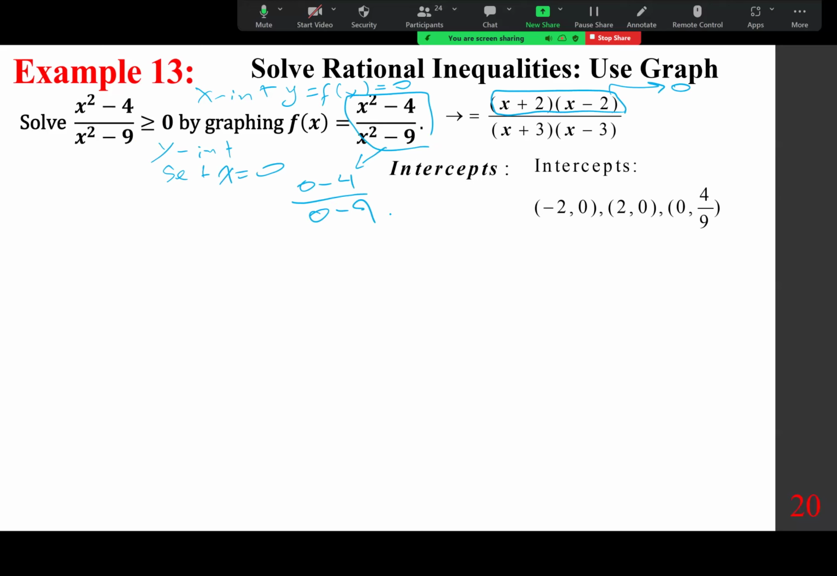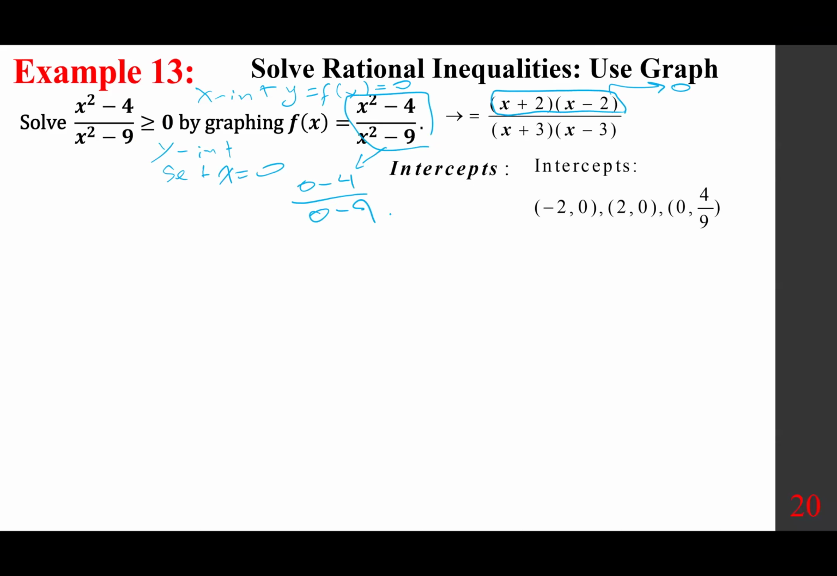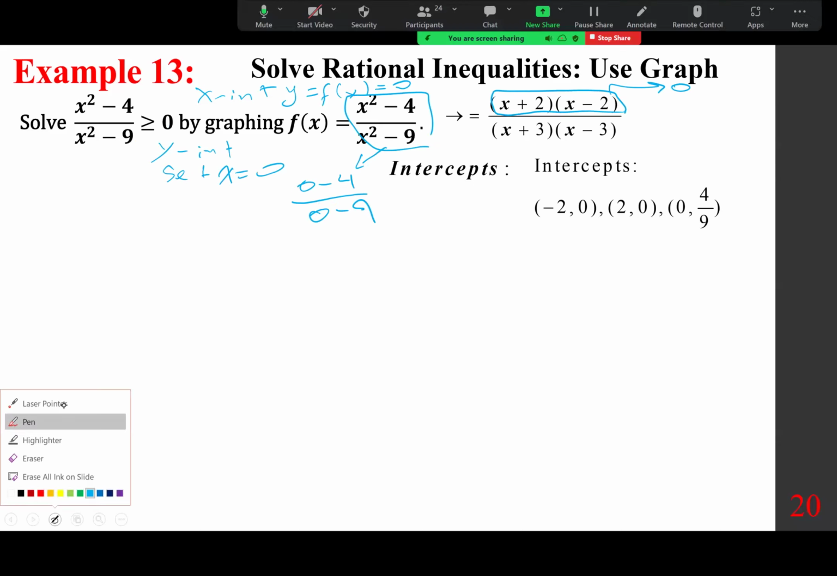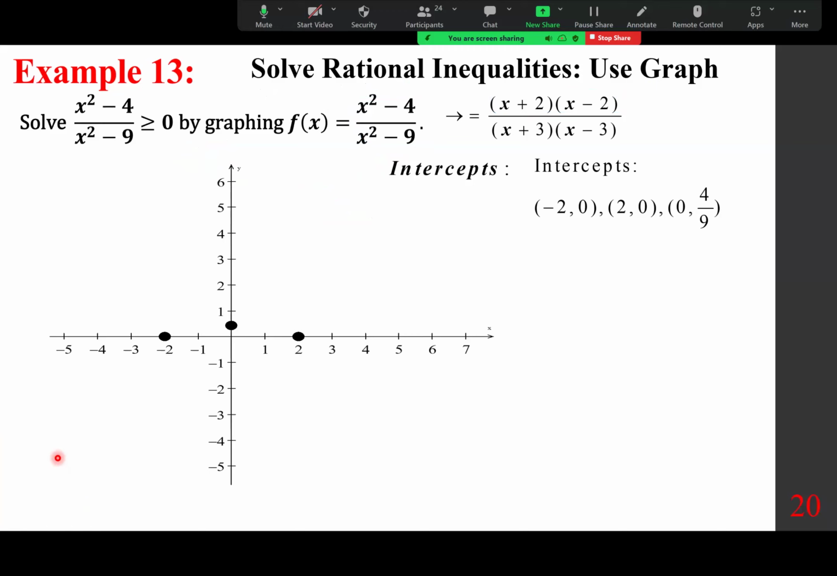Finding the intercepts, you want to be careful when you're dealing with the fractional format, so don't mess it up. It's very simple. Now, asymptotes. Let me actually clean up my mess. And so you can plot those three points: (−2, 0), (2, 0), (0, 4/9). 4/9 is close to 1/2, but it's smaller than 1/2. All right.